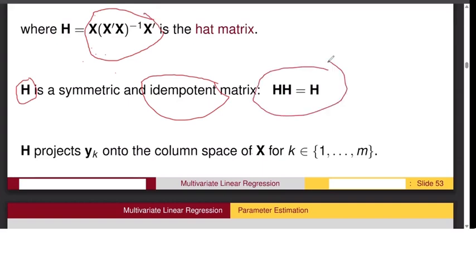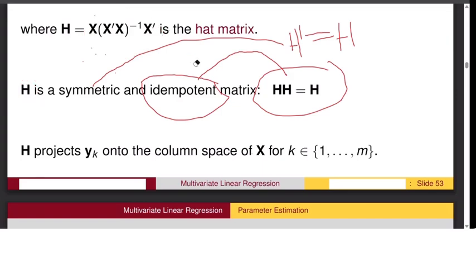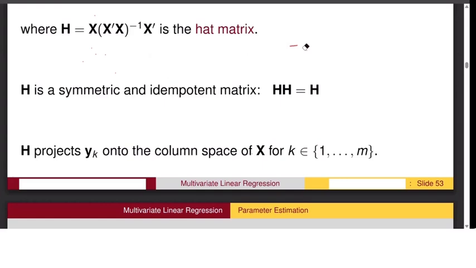They're symmetric: when I find the transpose of this guy, it should give me this guy. The transpose of H should be equal to H. That is what we mean by symmetric. But by idempotent, when I multiply the matrix by itself, it should give itself. Does that make sense? You can investigate that because that is very, very crucial moving forward.